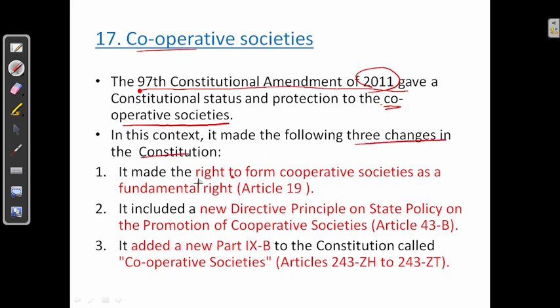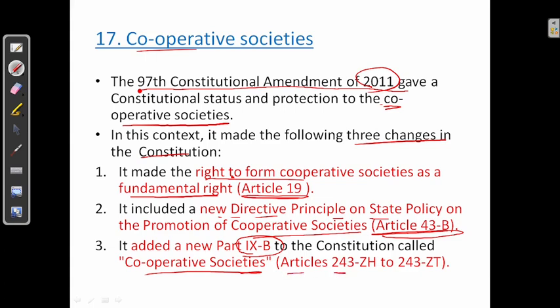This made three changes in the constitution. First, the right to form cooperative societies as a fundamental right, which was included in Article 19. Next, a new DPSP on the promotion of cooperative societies, Article 43B. Next, it added a new part, Part 9B, to the constitution called cooperative societies, from Articles 243ZH to 243ZT. All this comes under the cooperative societies.